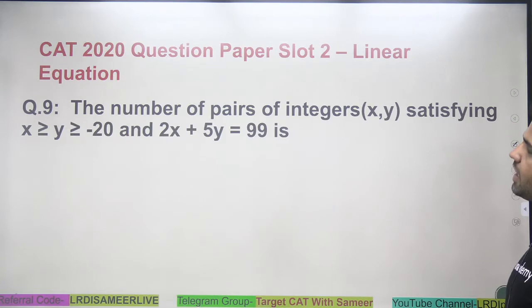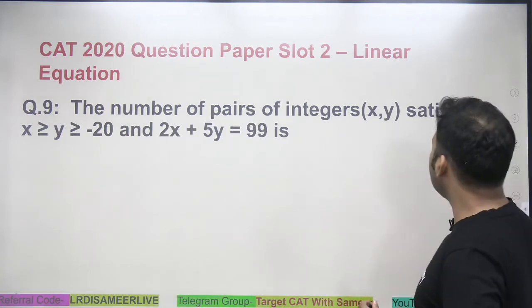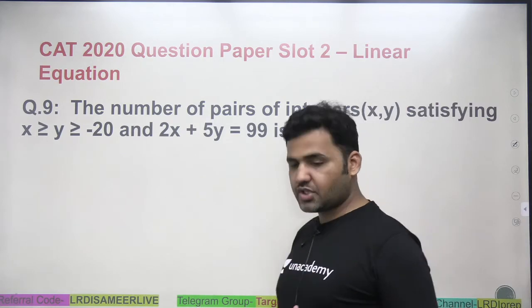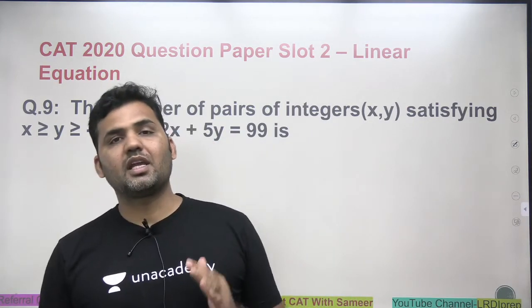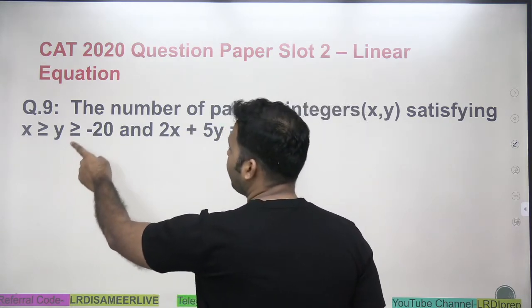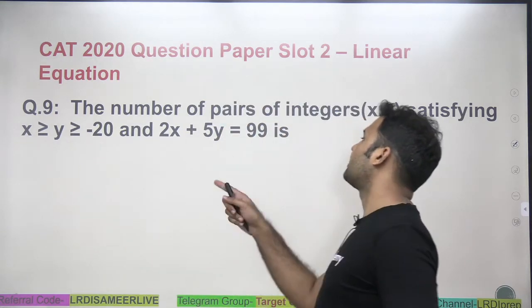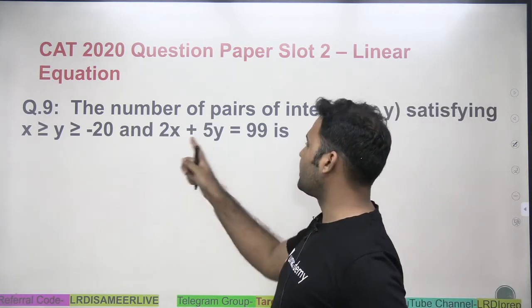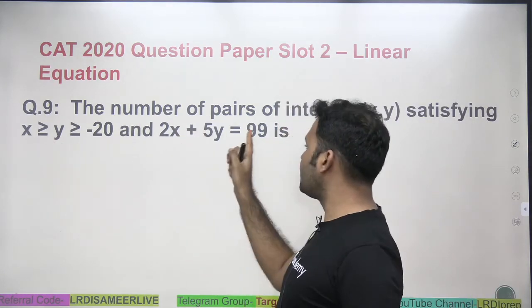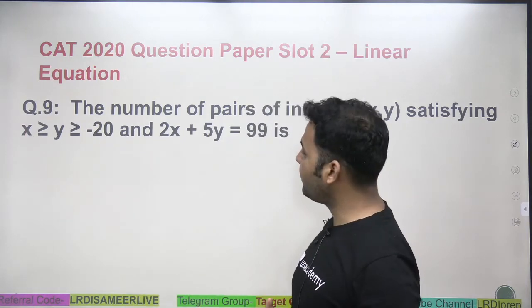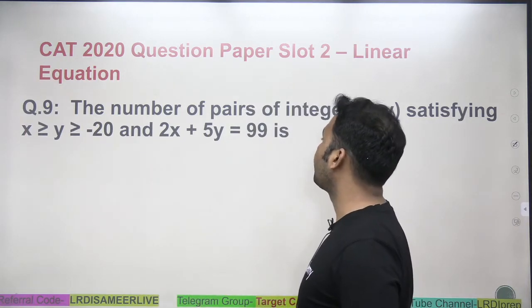Let's look at question number 9. The number of pairs of integers x, y that satisfy this given expression. This is a question on how to find the integral solutions of linear equations. Now, x is greater than or equal to y, which is greater than or equal to -20, and 2x plus 5y is equal to 99. I'm supposed to find the pairs x, y satisfying this equation with the condition that x should be greater than or equal to y and y should be greater than or equal to -20.